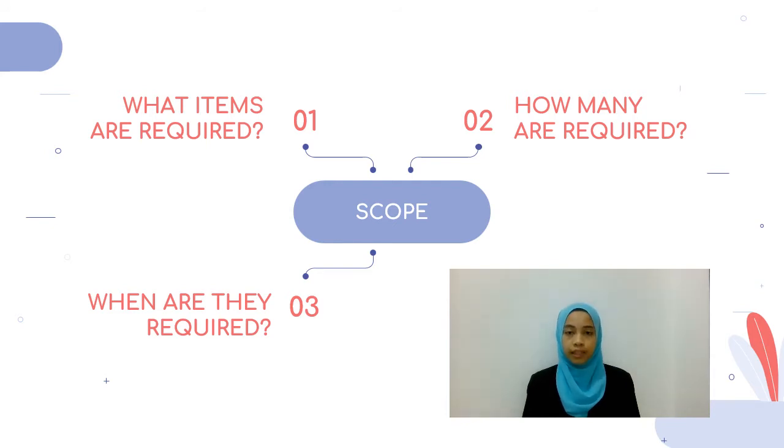The third question is, when are they required? This question is about when the quantities of raw materials are required in order to meet the demand. This will help the company to consider regarding the delivery of the materials needed. This question is important because if the company begins production of an order at the wrong time due to delivery issues, it can cause the company to miss the customer deadlines.